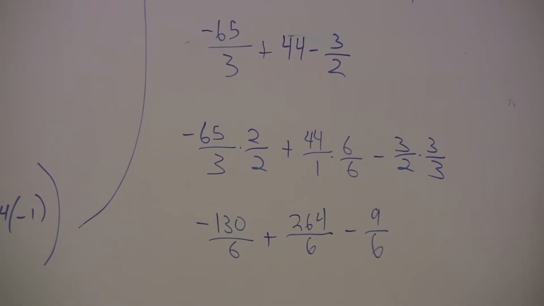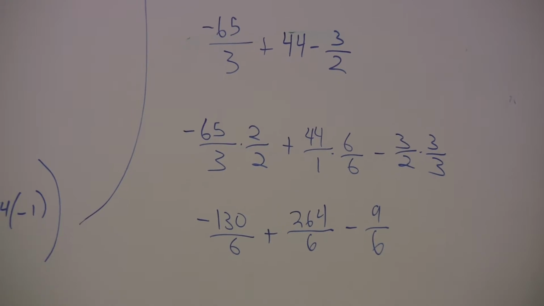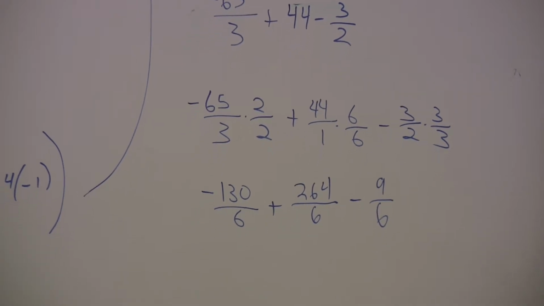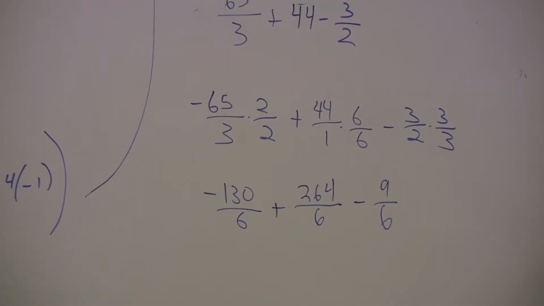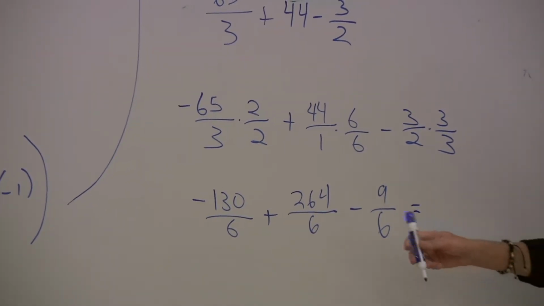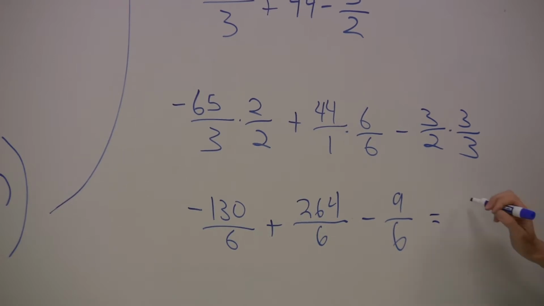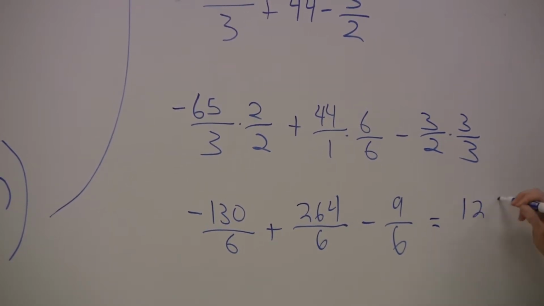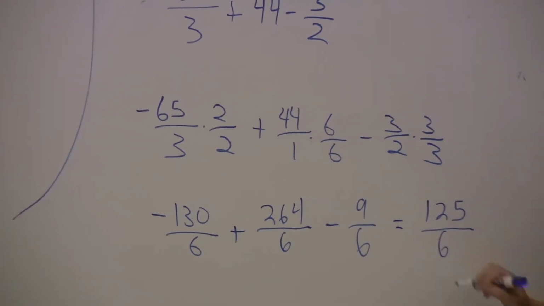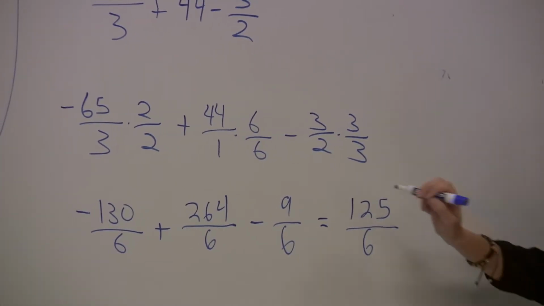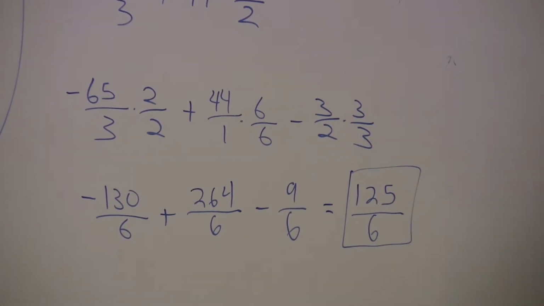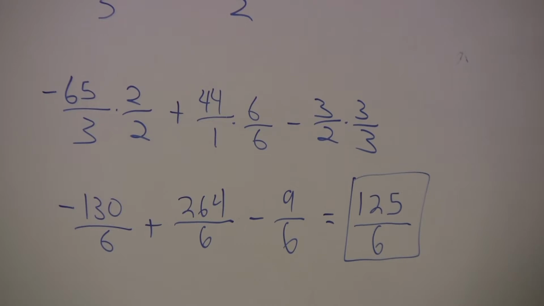You good? Did I lose you? Oh, okay, just checking. Saw you looking on here. She's thinking, I could be wrong. Now we're just going to add these all up. That ends up being 134 minus 9. 125? Yeah. Over 6. That's my answer. Doesn't reduce.